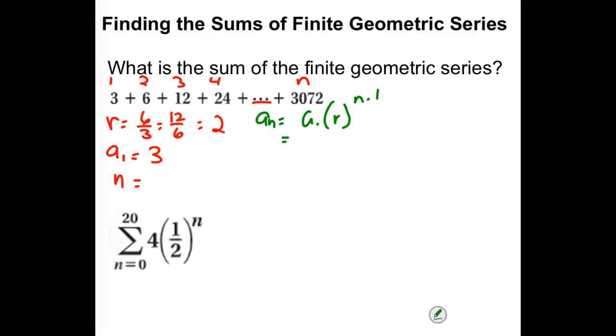So you told me that the first term was 3. The r value was 2. We don't know n, but we know that last number is supposed to be 3072. So how can we work backwards to find n?